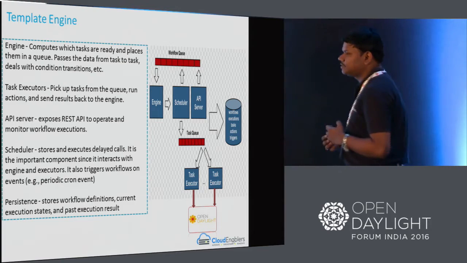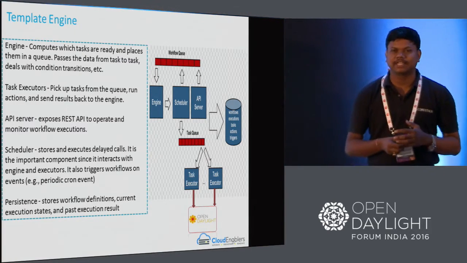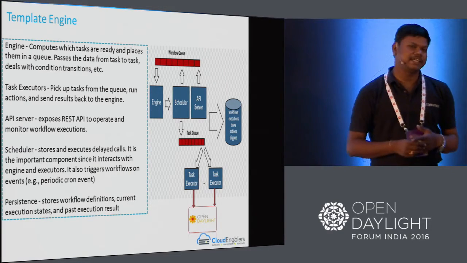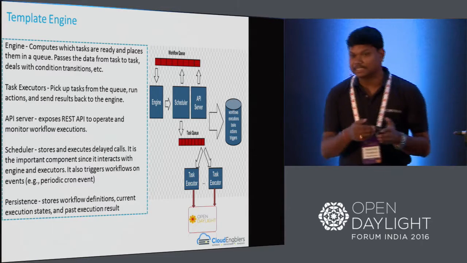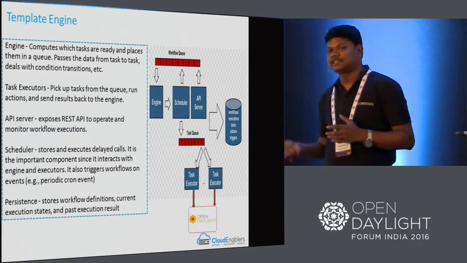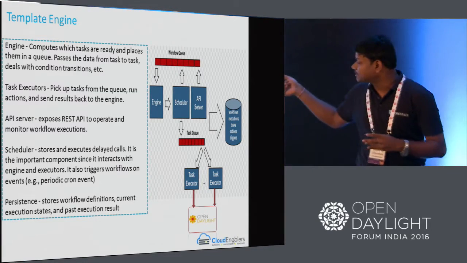In the task queue, a template consists of a collection of tasks. It can be one or more tasks that are defined in a template. For the tasks, we can specify whether they have to be executed sequentially or in parallel. That is where the task executor comes in.